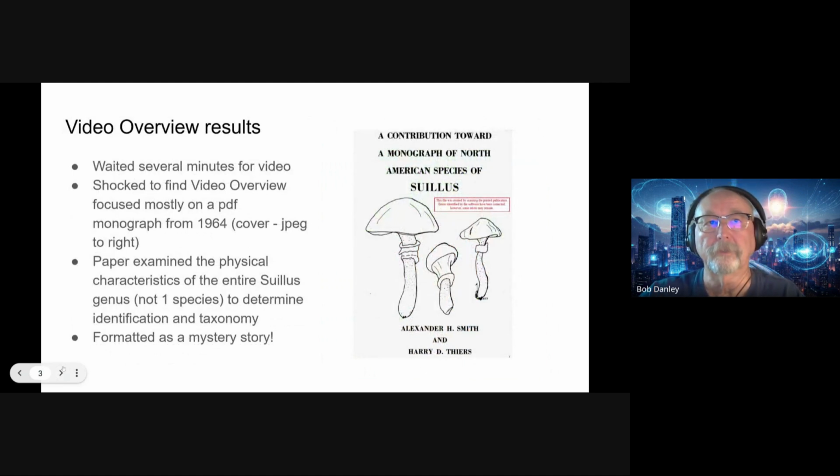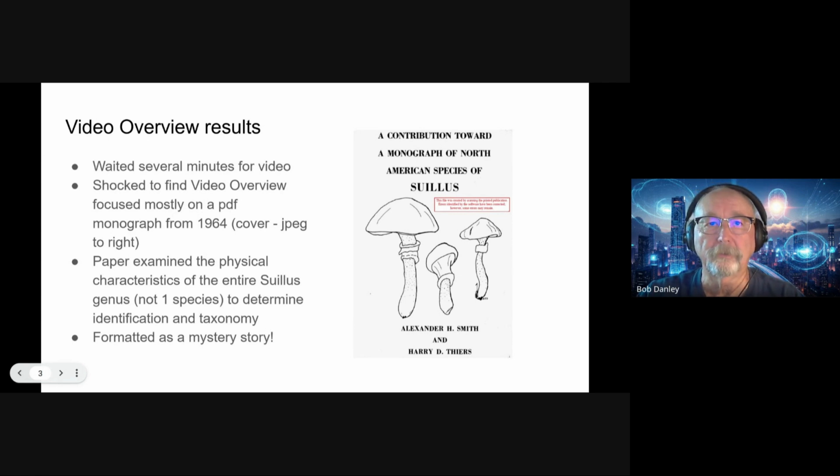And the video results were really, I waited, of course, several minutes because there was a lot of information to ingest. And I was really shocked to find that the overview focused mostly on a PDF monograph from 1964, and a JPEG of the cover of that particular publication is to the right. And it was done by 2 fellows, Alexander H. Smith and Harry D. Thiers.